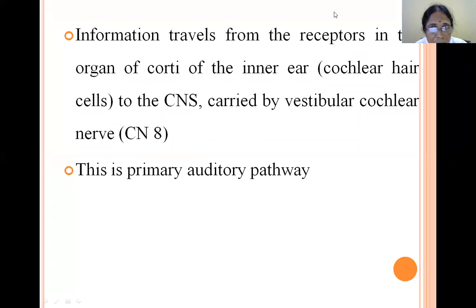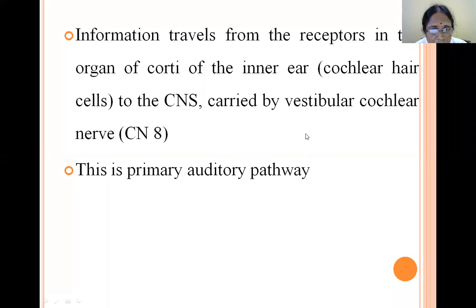Therefore, information is received from the organ of Corti, from the hair cells. Action potential develops in the hair cells, and they form the axons of the cochlear nerve. From there, they go to the medulla, pons, midbrain, and from there to the cerebral cortex, the primary auditory area. This is the nutshell of the auditory pathway. This is known as the primary auditory pathway.